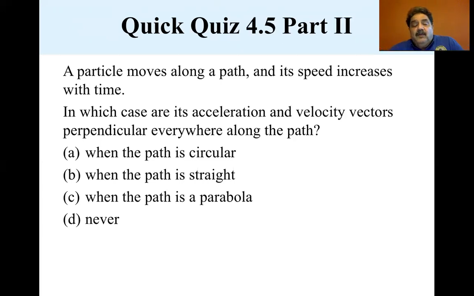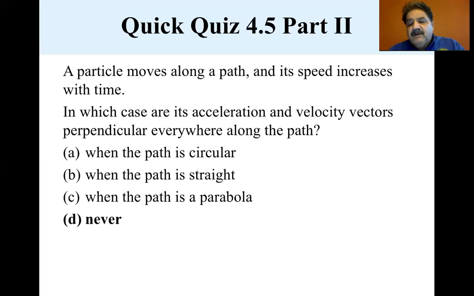Oh, well, you might think, well, if you have centripetal acceleration, it's always perpendicular to the velocity. But notice the question. Read the question. A particle moves along a path and its speed increases with time. The fact that the speed increases invalidates the circular case, because if it's increasing, it's not uniform circular motion. So the answer is never. The answer is never in that case.